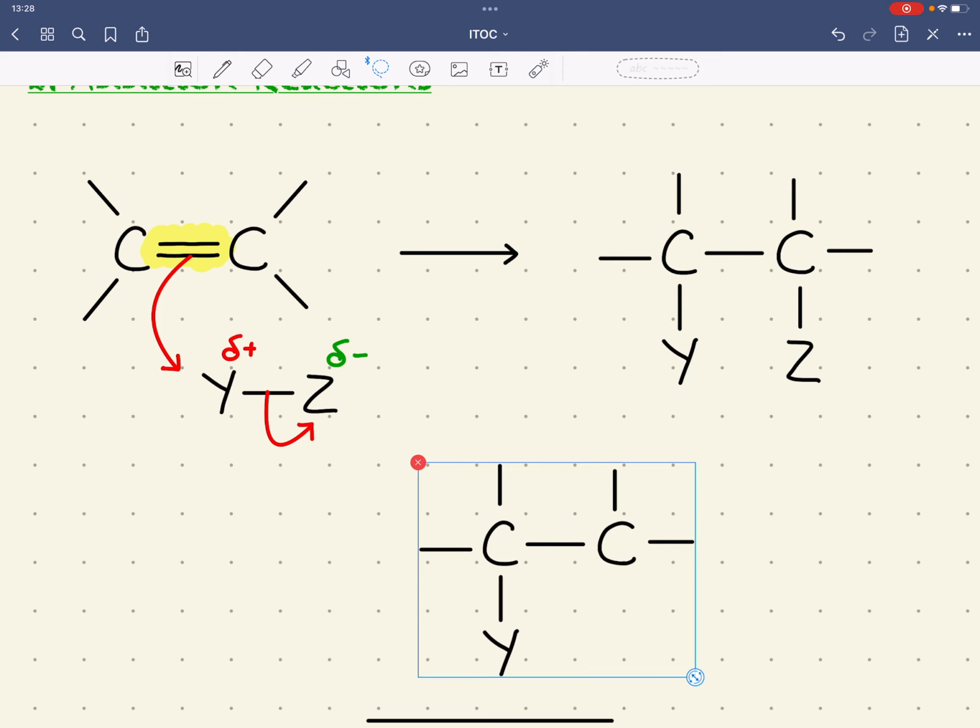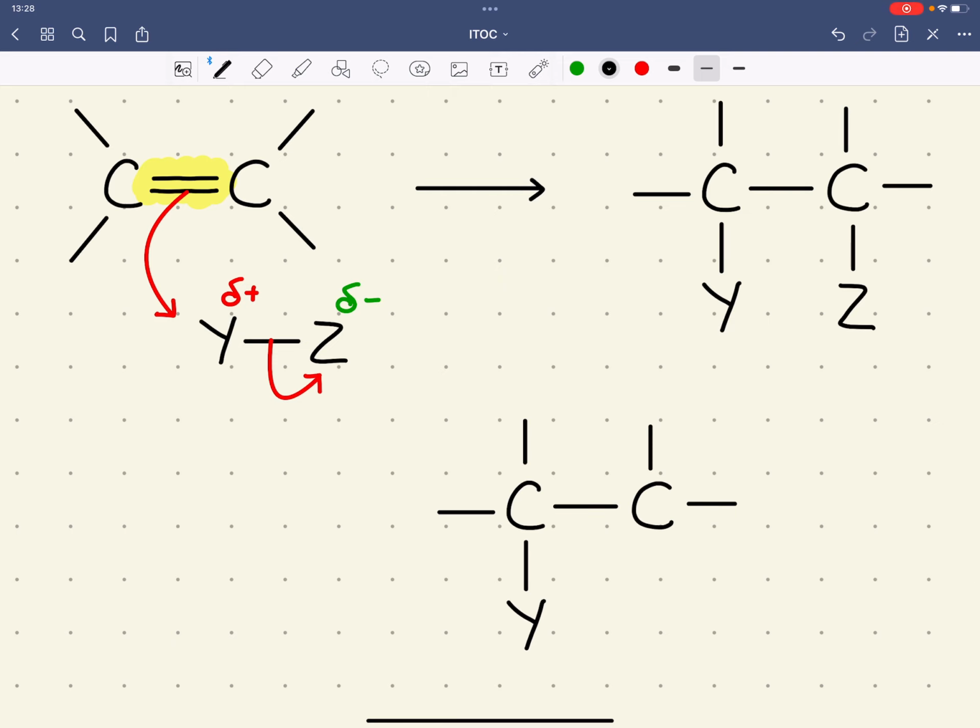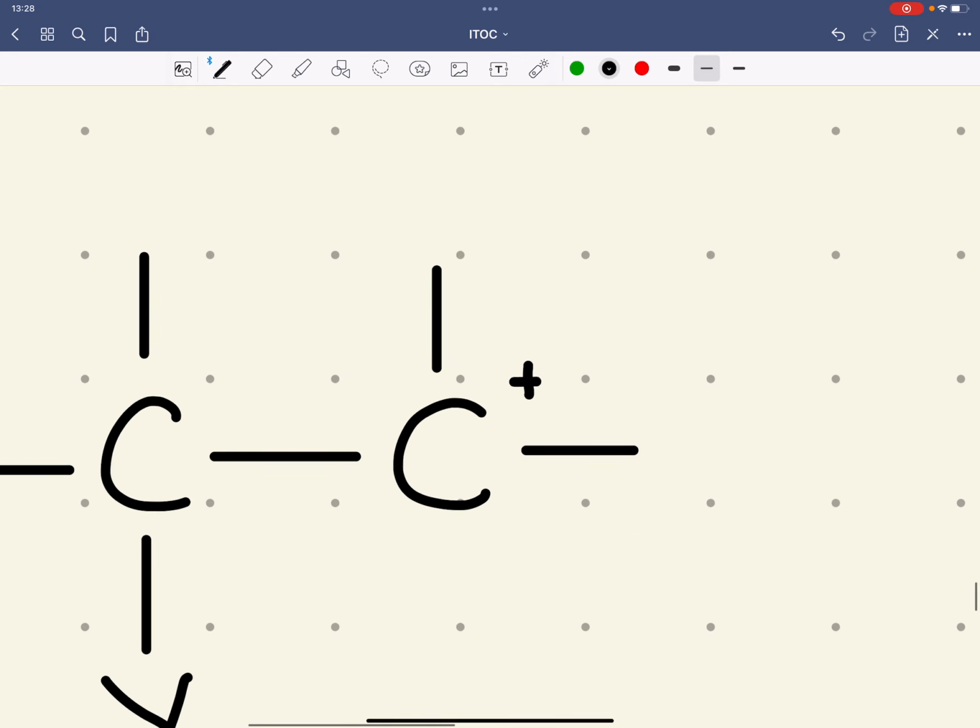We get the following intermediate species, but there is something missing from this structure. I wonder if you can think about what it is. This carbon here has an equal share of 4 pairs of electrons. But here, the carbon now only has an equal share of 3 pairs of electrons. So in effect, it's an electron down compared to here. So here it needs a positive charge.